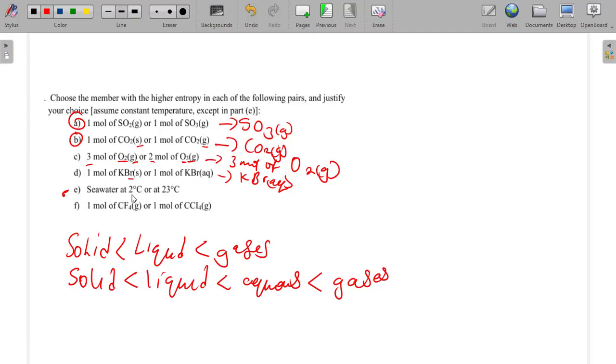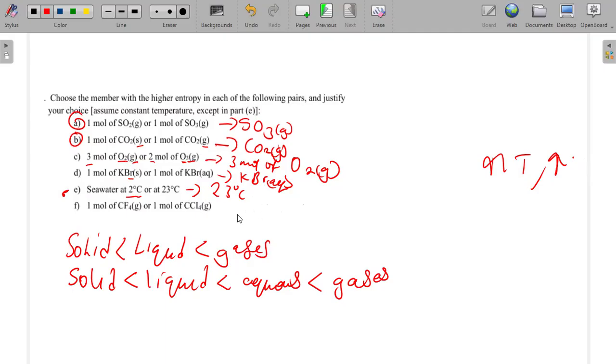Then here we have the temperature. We are saying seawater at 2 degrees Celsius and at 23 degrees Celsius. The greater the temperature, the greater the disorder of the system, and the greater the entropy. So the one with the greater temperature, the one at 23 degrees Celsius, is going to have greater entropy there.